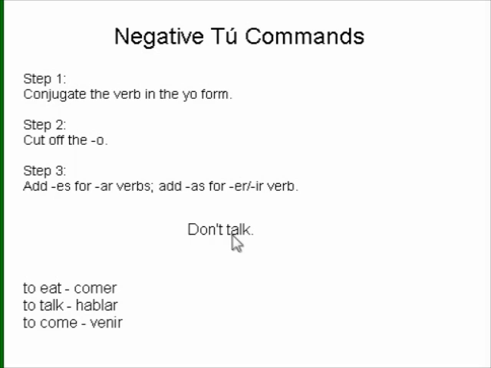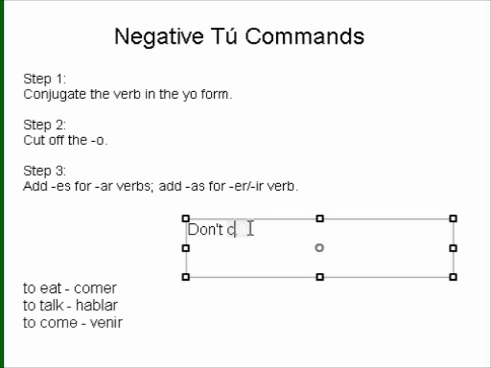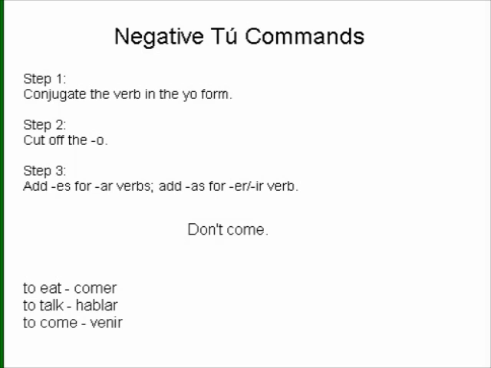Now venir is going to give us an interesting challenge. Let's take a look at that. Venir means to come. So if we were saying don't come, we're still going to follow the same steps. But it turns out that the yo form of venir is irregular. It is vengo. So we need the yo form vengo. Then we cut the o off of that. Then venir is an IR verb, so we're going to add as to it. And of course we add no. And put a period at the end. And there's our command, no vengas, don't come.